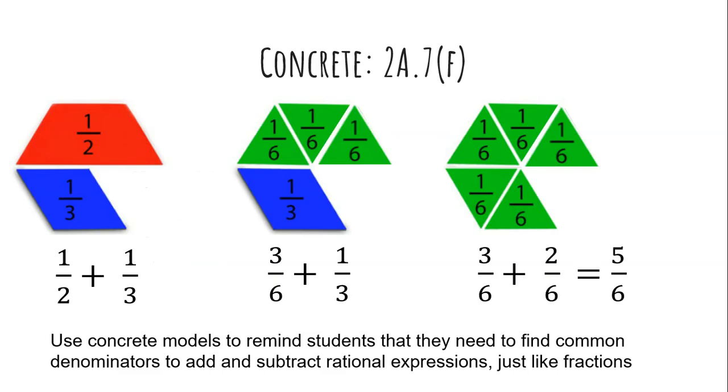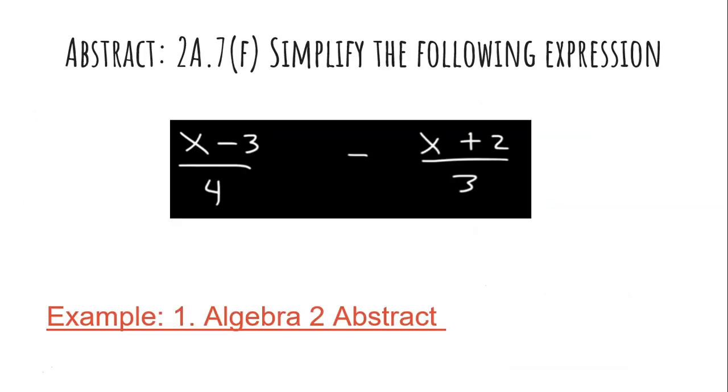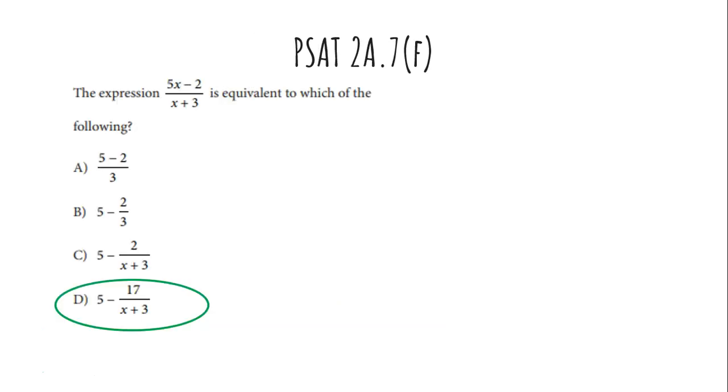For the next TEK 2A.7F, adding and subtracting rational expressions, you can use concrete models to remind students that they need to find common denominators to be able to add and subtract rational expressions, just like fractions. Let's take a moment to review this abstract example. Simplify the following expression. Take a moment and pause. Go to example number 1, Algebra 2 Abstract, to view. Here is a PSAT example. Take a moment to review.